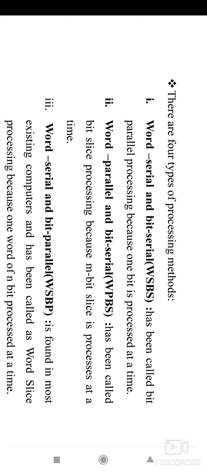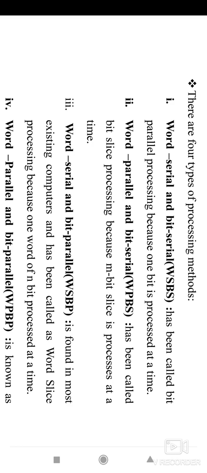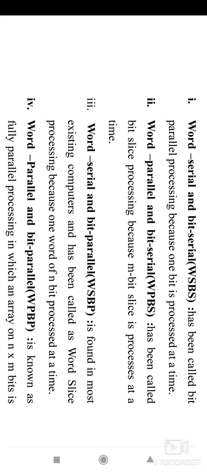According to Feng's classification, we have four types of processing methods. The first one is word serial, bit serial, WSBS. The next ones are word parallel, bit serial; word serial, bit parallel; and word parallel, bit parallel. Word serial, bit serial has been called bit parallel in the PDF, but we should correct it to bit serial processing, because here one bit is processed at a time.